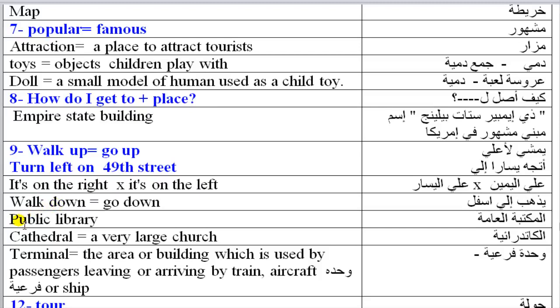Public library. Public library. Cathedral. Cathedral. A very large church. Church, American, British, church. Terminal: the area or building which is used by passengers leaving or arriving by train, aircraft or ship. Terminal, terminal. Area or building which is used by passengers leaving or arriving by train, aircraft or ship.